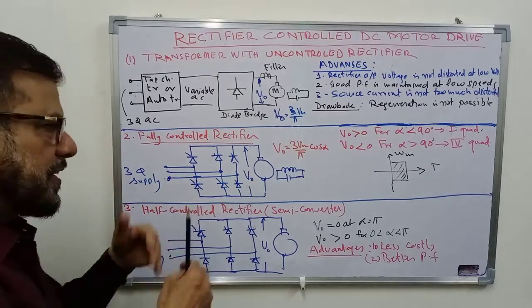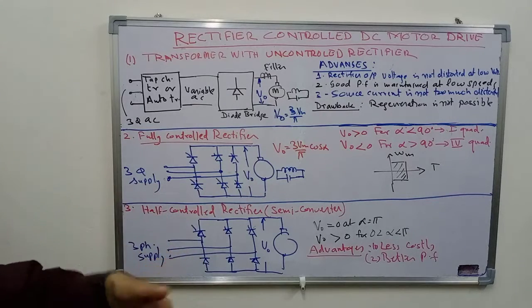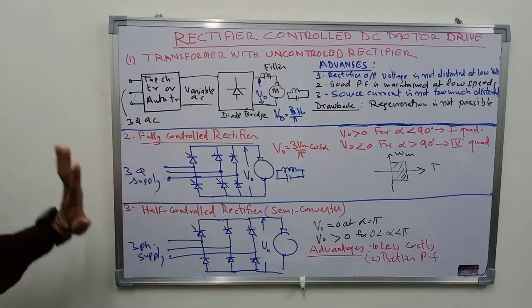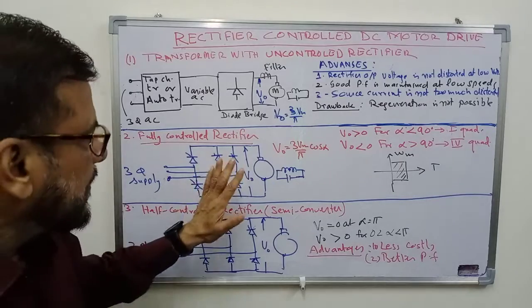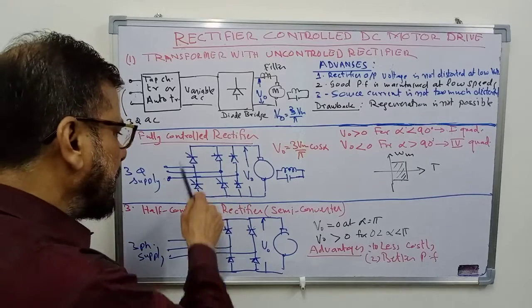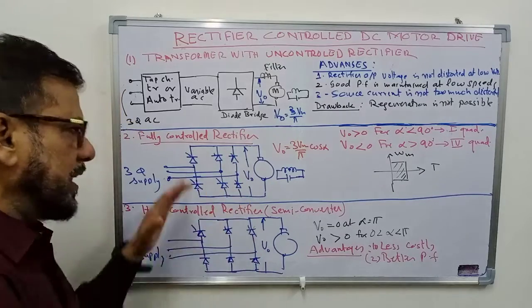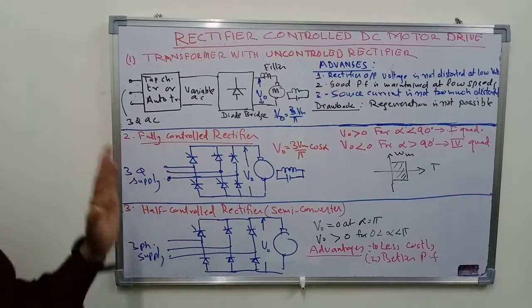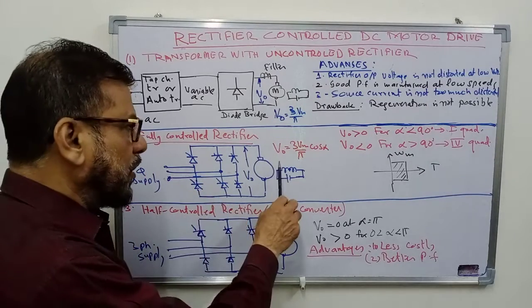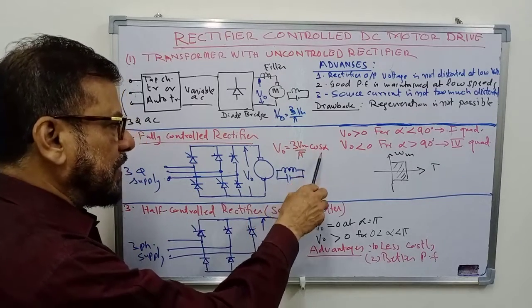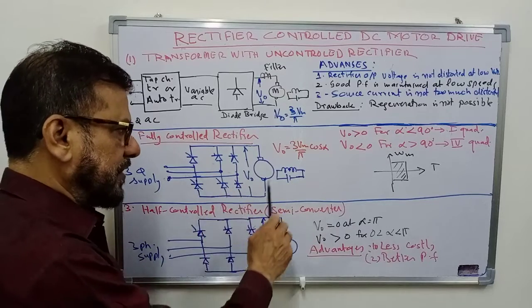So for ratings of say 10 kilowatt or more, we have to use a three phase supply. This is the case here. We are using a diode bridge here. I have shown a diode bridge, though there may be many other topologies. In this case, the output voltage depends on the firing angle of these thyristors.